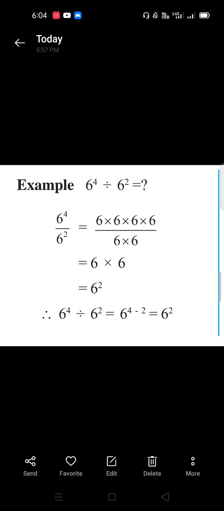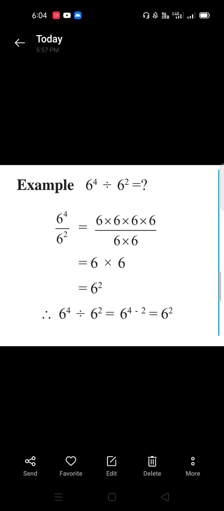Let's take an example. This example is from your textbook. The example is given as 6 raised to 4 divided by 6 raised to 2. In this example, the indices are 4 and 2 and the base is the same, that is 6. So, according to the rule, when the operation is division and the bases are the same, the powers get subtracted.